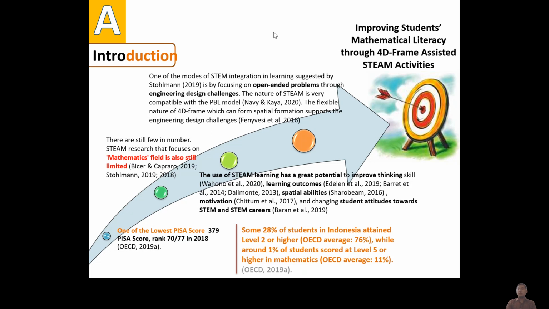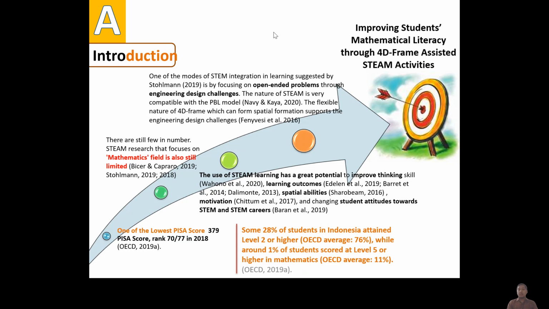And this is our background. Indonesia, as we know, has one of the lowest PISA scores. We are ranked 70 out of 77 in 2018 based on the OECD 2019. Only 28% of students in Indonesia attain level 2 or higher, while the OECD average is 76%. Around 1% only of the students score at level 5 or higher in mathematics. The OECD average is 11% based on the OECD report in 2019.